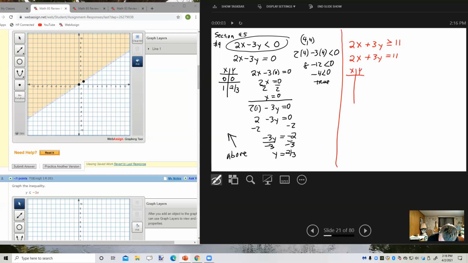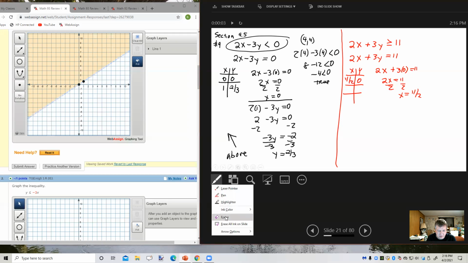And I'll go in and find the x-intercept by setting y equal to 0. So 2x plus 3 times 0 equals 11. 2x equals 11. Divide both sides by 2. x equals 11 halves. Okay. It's kind of hard to read that. Sorry about that. Here, let's get an eraser and see if we can clean that up just a little bit. Okay. Back over here, 11 halves.